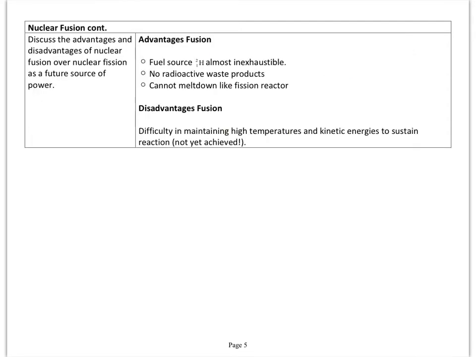So finally, just need to briefly outline some of the advantages and disadvantages of nuclear fusion over nuclear fission as a future power source. Fusion can be done with deuterium, which is basically almost inexhaustible. So we're not likely to pretty much ever run out of our reactants to drive the fusion process.